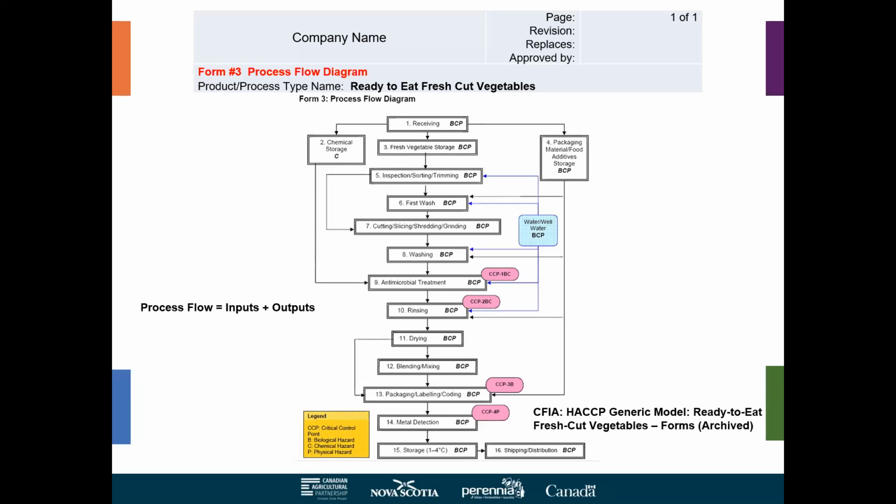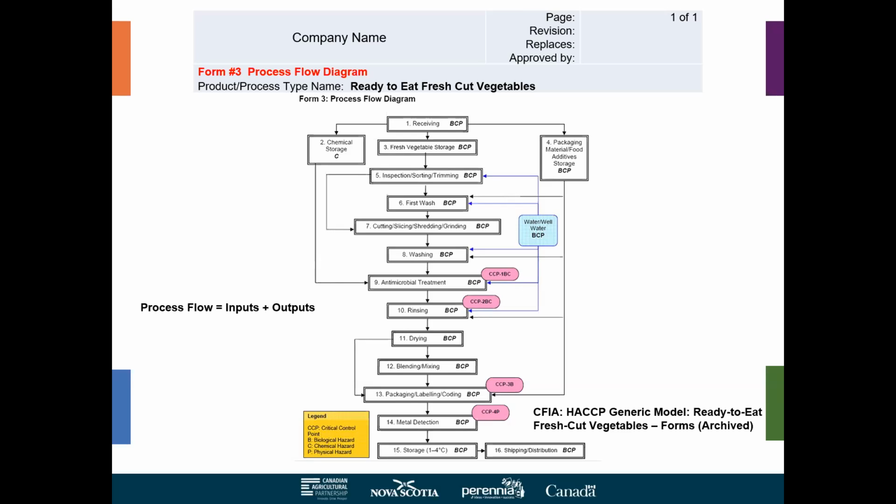So you'll see here that to the right, it shows water, and the water's being introduced at step 6 at the first wash. So that's why it's important for you to include water as an input as part of your preventive control plan. I'm not going to go through all of this process flow, but it's just basically to give you an idea that a process flow considers all inputs and all outputs.